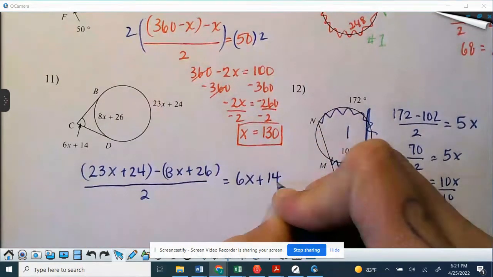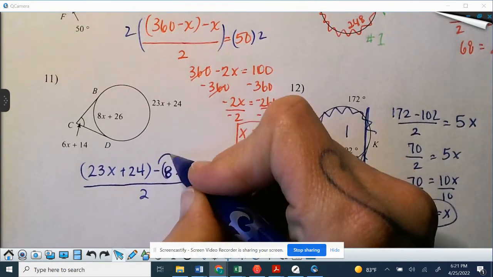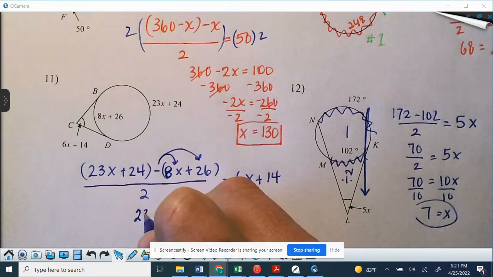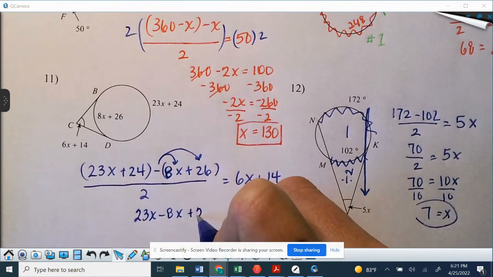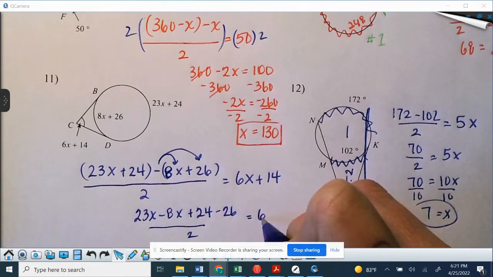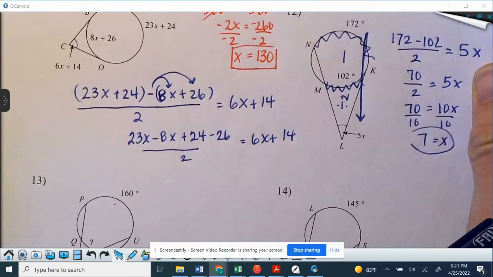So this is a real monster of an equation. Now, this minus is going to distribute all the way through, so that's going to make a negative 8x and a negative 26. So now I have 23x minus 8x, and I'm just putting together the things that match, 24 minus 26, all over 2 equals 6x plus 14. Pause the video and see if you can clean that up and come up with a good answer.